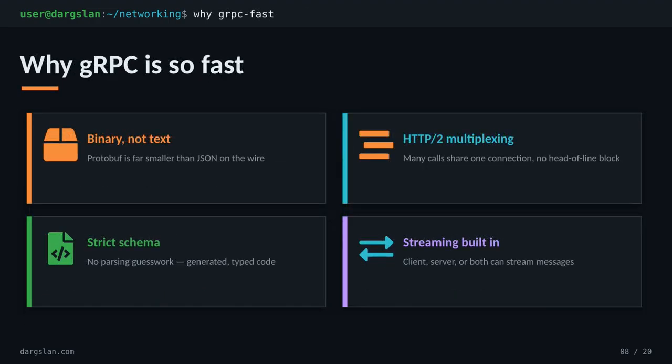Now shift over to gRPC, and the speed story comes from four things working together. Payloads travel as binary protobuf instead of text, so they're dramatically smaller than JSON on the wire. HTTP/2 lets many calls share a single connection without head-of-line blocking. The strict schema means generated, typed code on both ends, no parsing guesswork, and streaming is built in, so client, server, or both can push messages as they go.